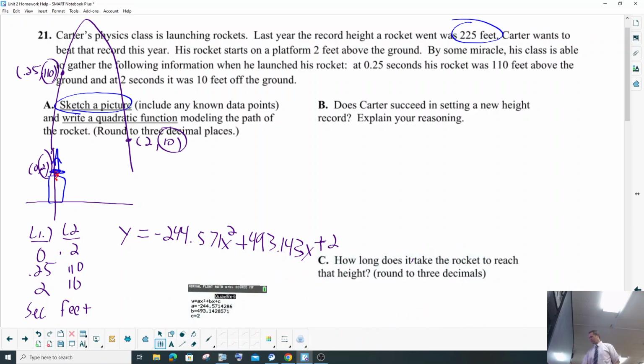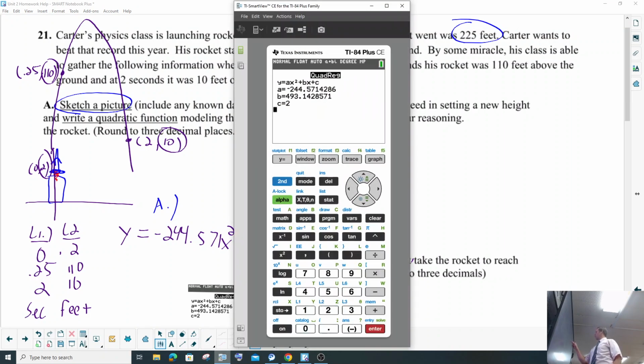Okay, so next we're going to go ahead and use that regression to answer the question, right? So that was for part A. Part B, does Carter succeed in setting a new height record? Right, well let's see. So how high does it go? So we go to our calculator and we go to y equals and we type in that beautiful long equation up to 3 decimal places.